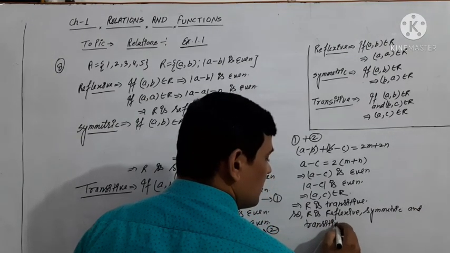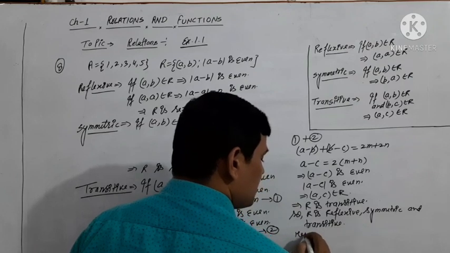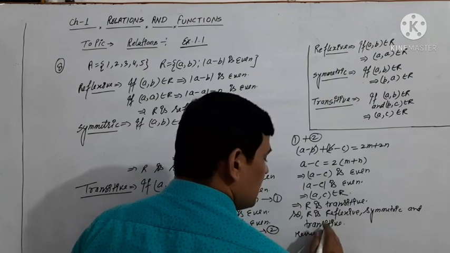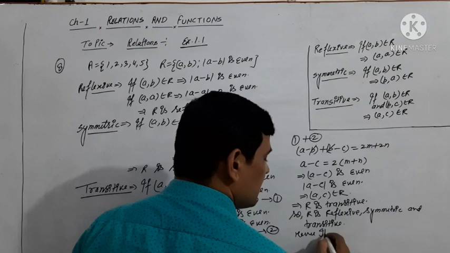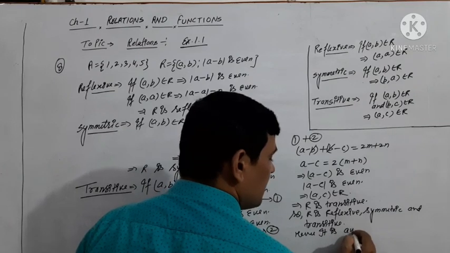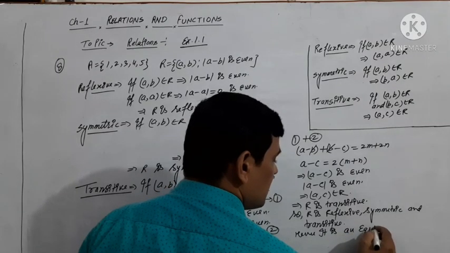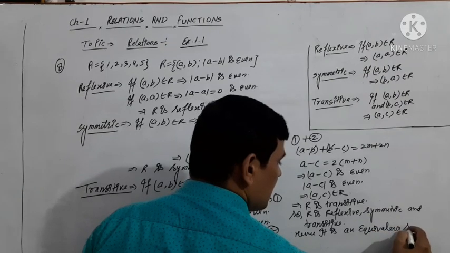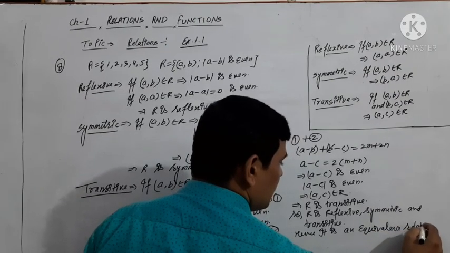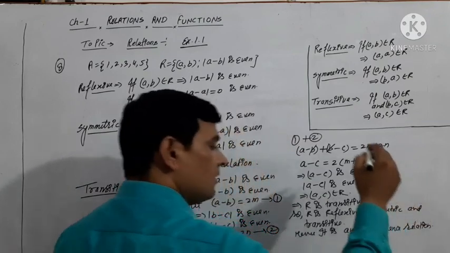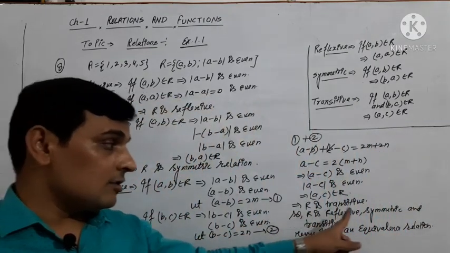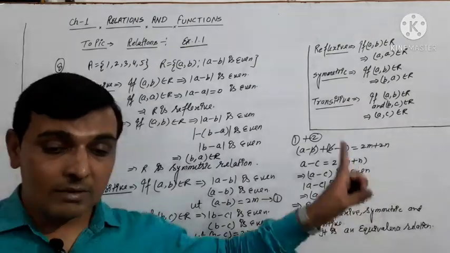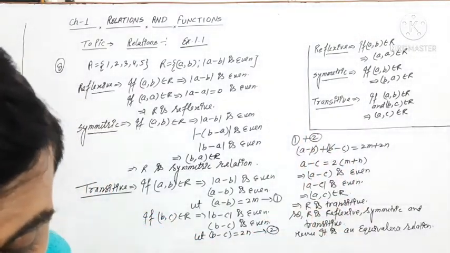So hence it will be an equivalence relation. Is it clear to everyone? R is reflexive, symmetric and transitive, so it is an equivalence relation. Is it clear to everyone?